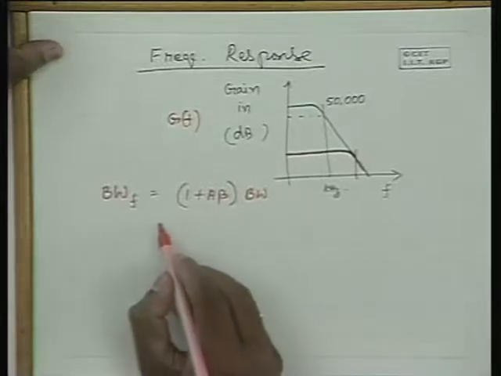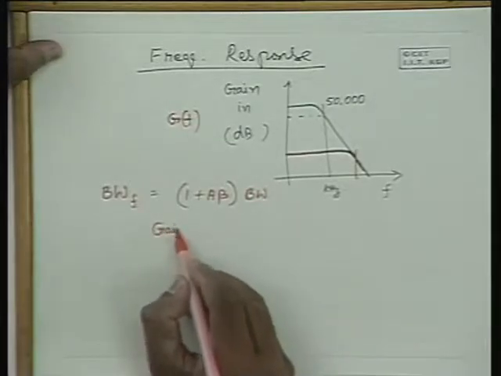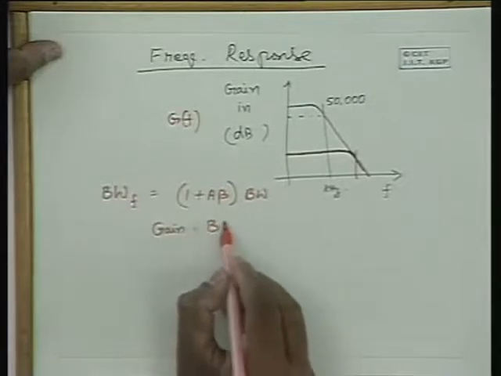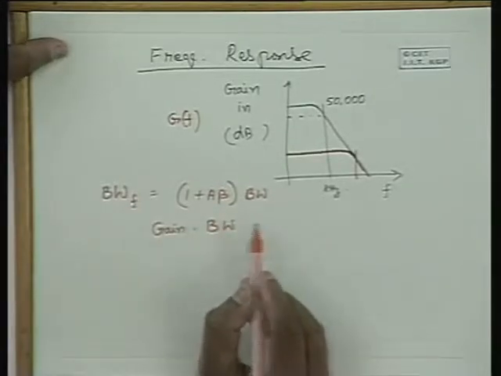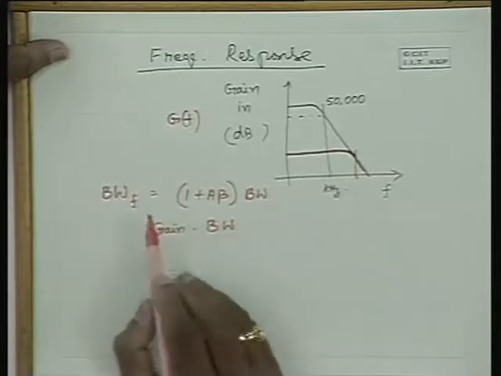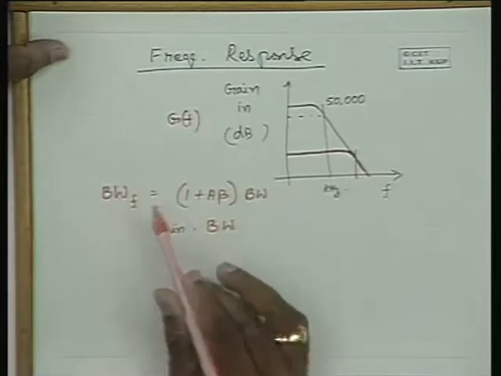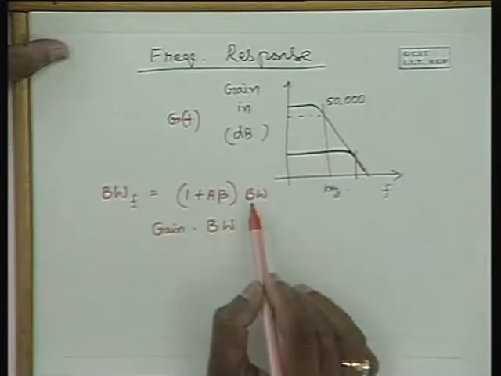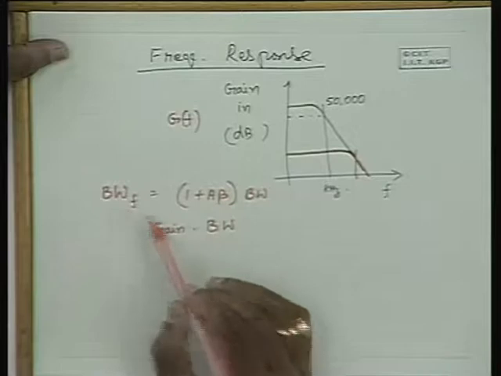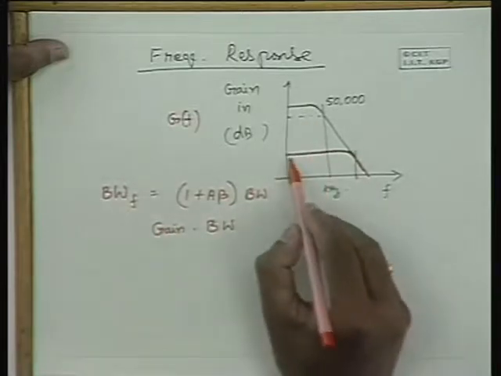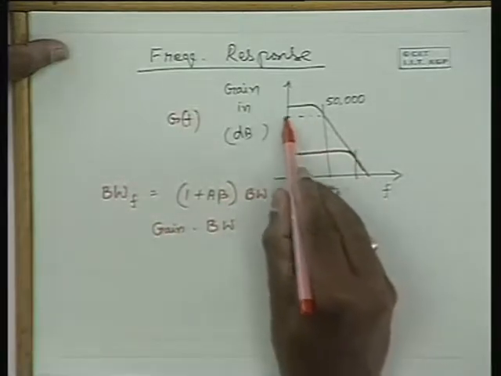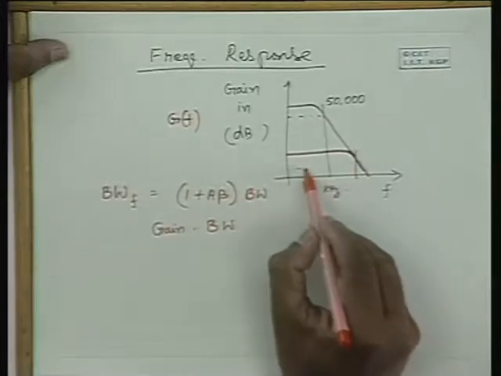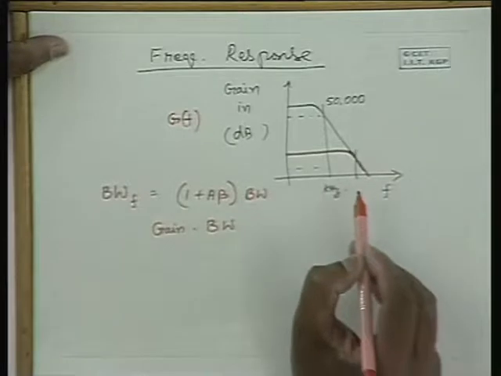Therefore, the gain bandwidth product, so gain into bandwidth, is fixed. If you get high gain, bandwidth will be lower. Let me show it here. If the gain is high, bandwidth would be low, and if the gain is low, bandwidth can be high.